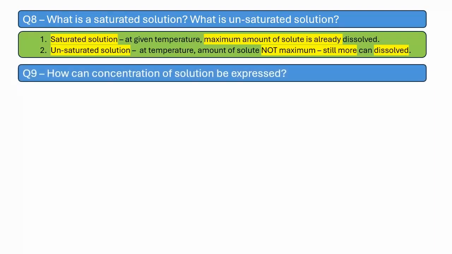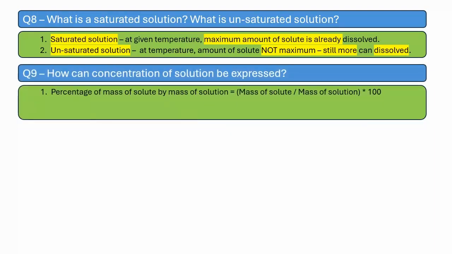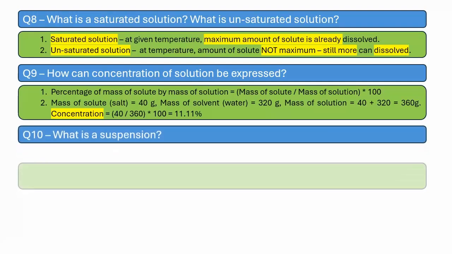How can the concentration of the solution be expressed? It can be expressed as the percentage of the mass of solute divided by the mass of solution, multiplied by 100. For example, let's say you dissolve 40 grams of salt in 320 grams of water. Now the solution together will weigh 40 plus 320, that is 360 grams. Correct? Now the concentration is the mass of the solute, which is 40, divided by the mass of solution, which is 360, multiplied by 100, which is 11.11%.